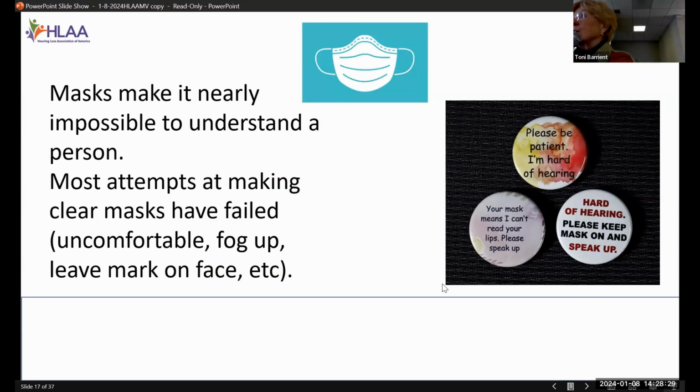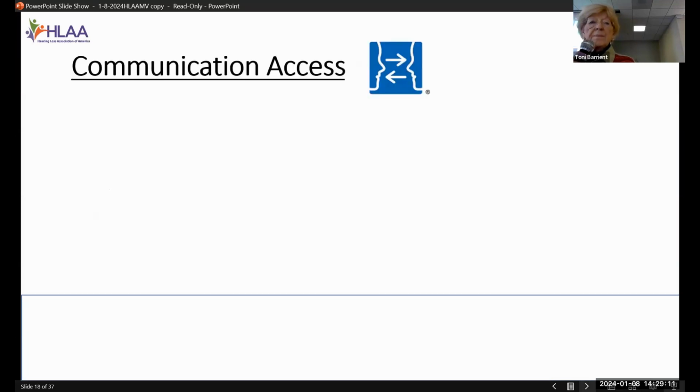Masks, huge problem. Not only is a mask a problem, but somebody who's wearing a mask behind an acrylic wall, like at the bank. Does anybody here have a problem with that? Yeah, okay. So I wear a little button, so it says here, please face me when speaking. I am hard of hearing. So I just try to wear that wherever I can. And so people try to understand and they can ask me about it.